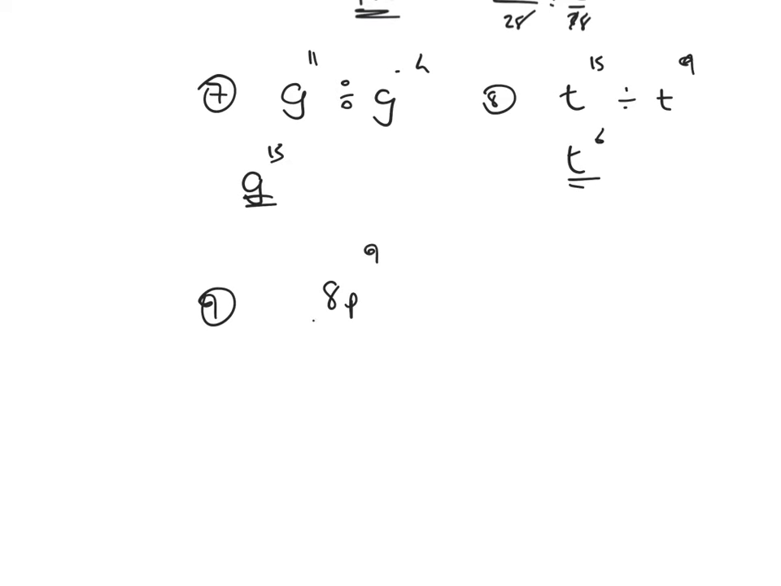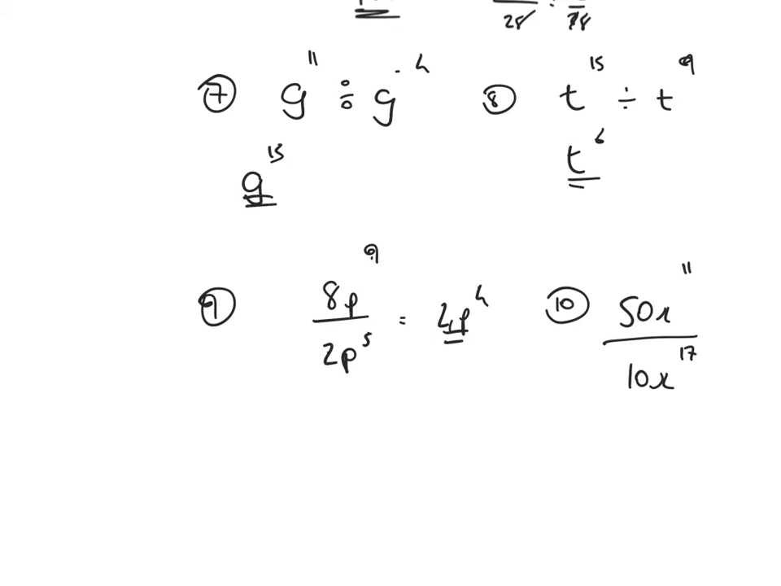Example 9: 8p to the 9 divided by 2p to the 5. Well, 8 divided by 2 is 4, and I subtract the powers. 9 take away 5 is 4, 4p to the 4. Example 10: 50x to the 11 divided by 10x to the 17. 50 divided by 10 is 5, and 11 take away 17 is -6.